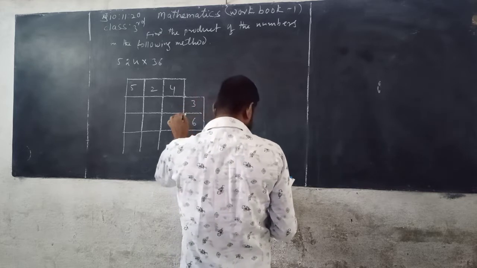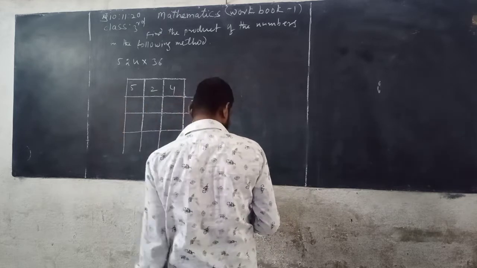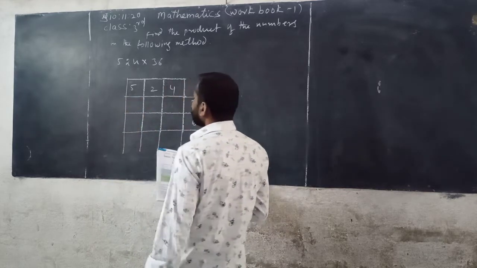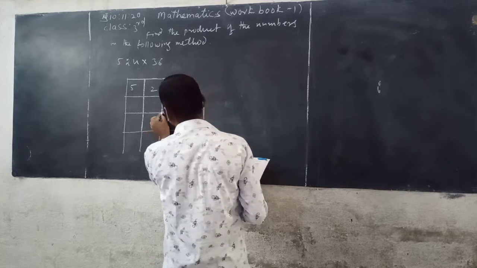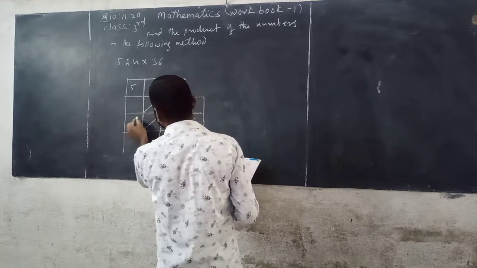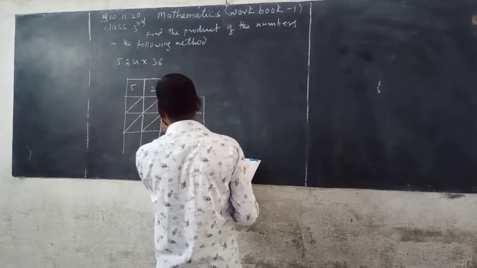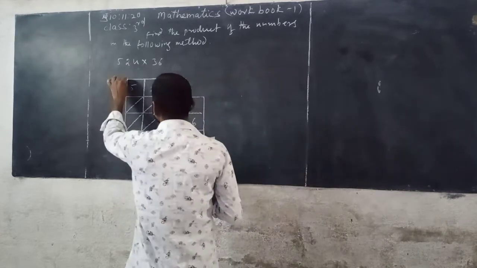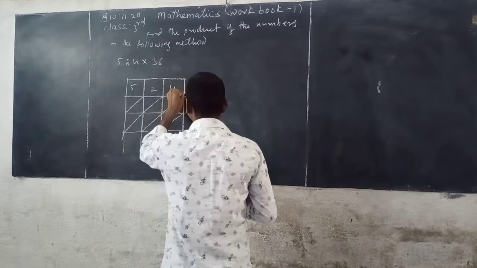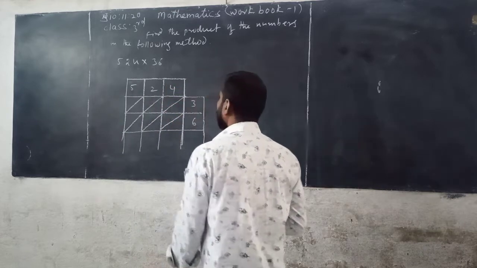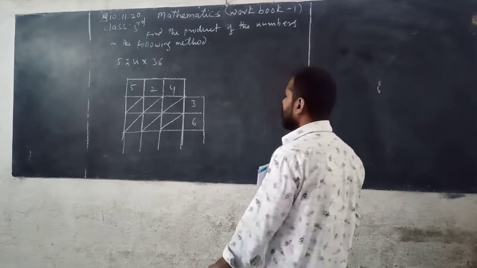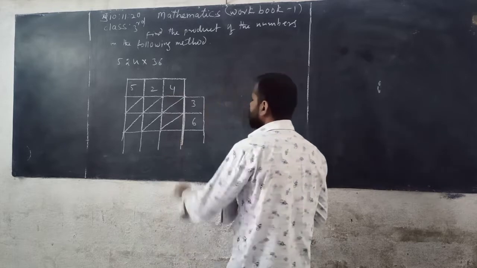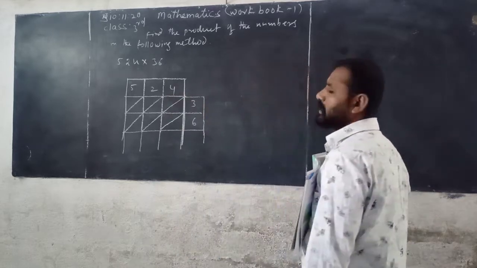While 36 is written adjacent to the rows, now draw diagonals for each cell. Cell means this box. These are the diagonals. Everybody draw diagonals for each cell. First of all, you can draw a table. Write 524 at the top of the column while 36 is written adjacent to the rows. So this is called the lattice multiplication method.